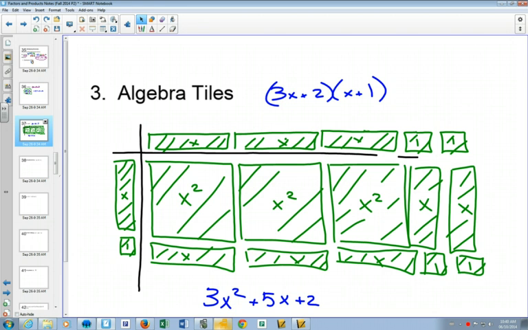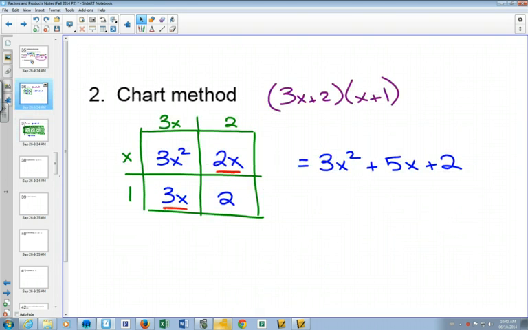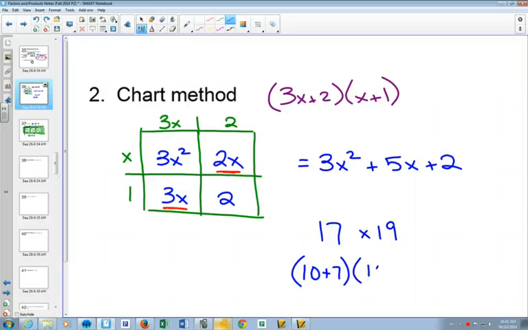quite easily. So for example, I'll go back to here, and instead of 3x plus 2 and x plus 1, let's do 2 numbers that you don't multiply very often, say 17 times 19. Probably don't multiply those every day. And that's hard to multiply because you don't know your 17 times table, you don't know your 19 times table. But I can write 17 as 10 plus 7, and I can write 19 as 10 plus 9.